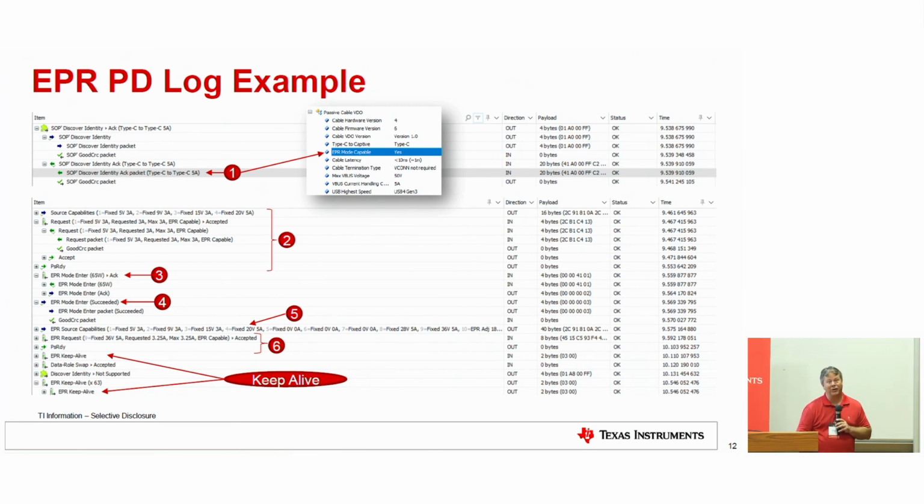I'm not saying everybody always is honest about that, but that's what the USB-IF, USB Implementers Forum, mandates. Okay. Any other questions? Great questions, by the way.